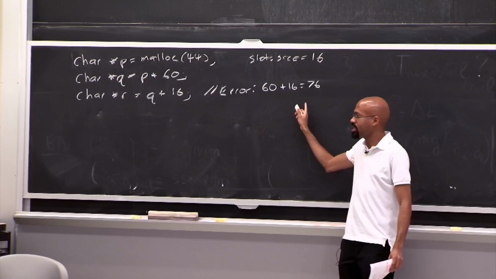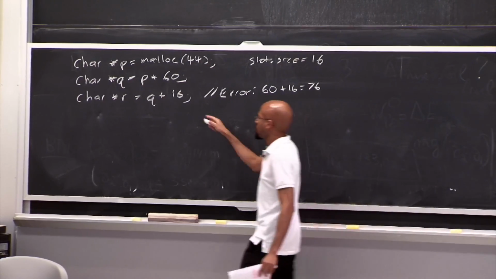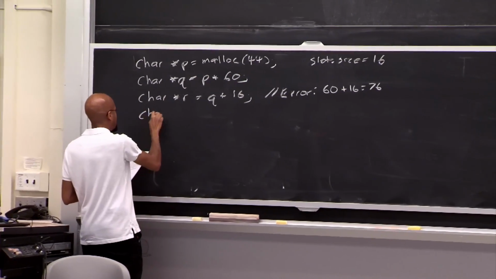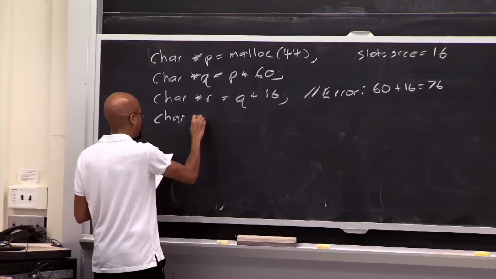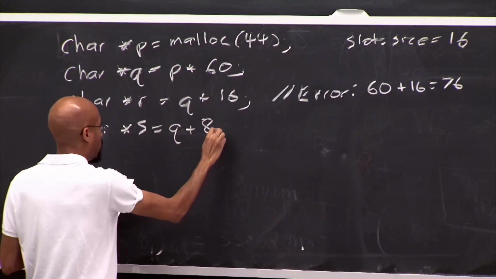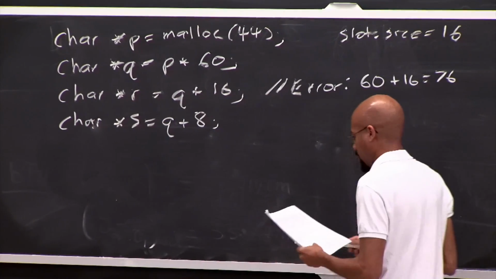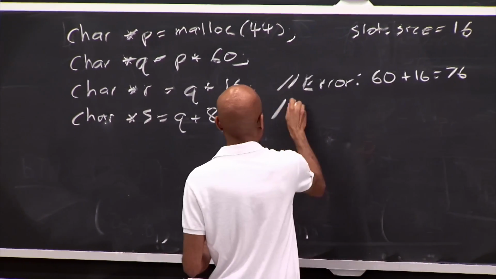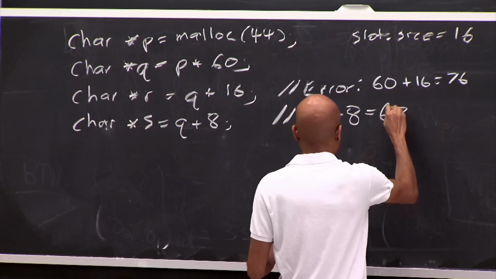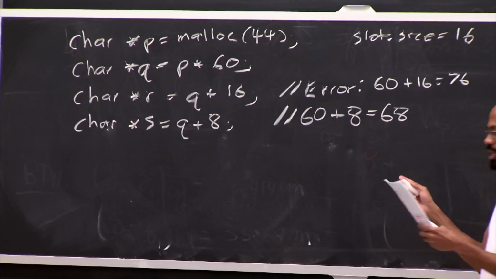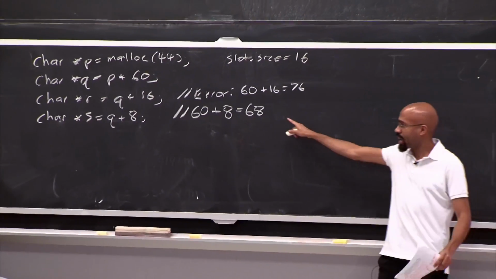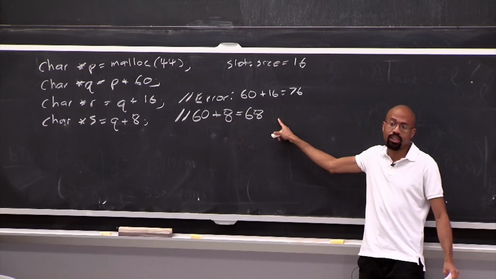Now, let's imagine that we didn't have this line of code in the program. So we had these two, but not this one. What if, instead of this line, we did something like this? We declare another pointer, let's call it S, and we set it equal to Q plus 8. In this case, the pointer is going to be at 60 plus 8, which equals 68 bytes away from P. So this is only 4 bytes beyond the baggy bound. This will not cause an error, even though it is strictly speaking out of bounds.